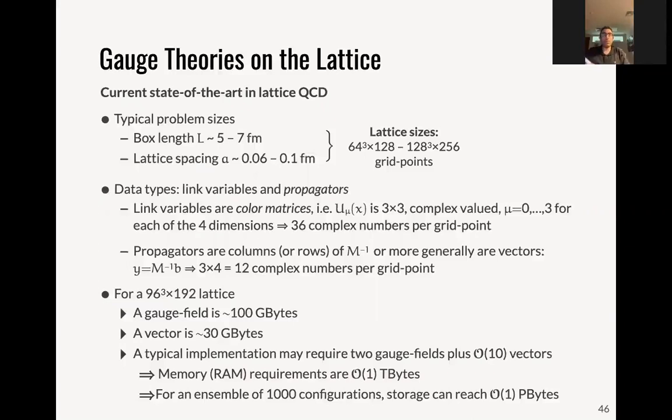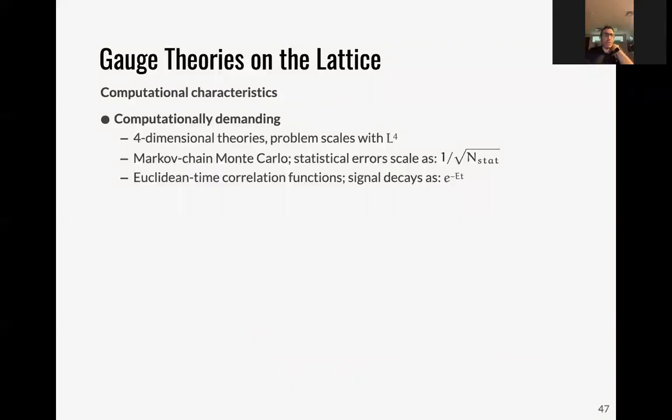So those are the data types and the data requirements. And I want to talk a bit about the computational characteristics now. It's a computationally demanding field. One thing that makes it demanding is that usually you have four-dimensional theories, as in the case of QCD, which immediately means that the problem scales at least with L to the four. So when you increase one side, the number of computations you need to do increases with the fourth power of whatever that increase was.